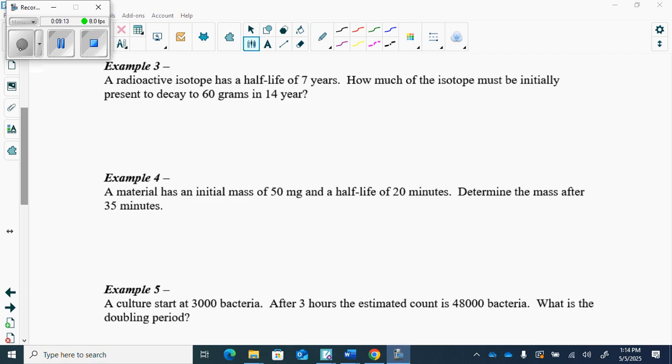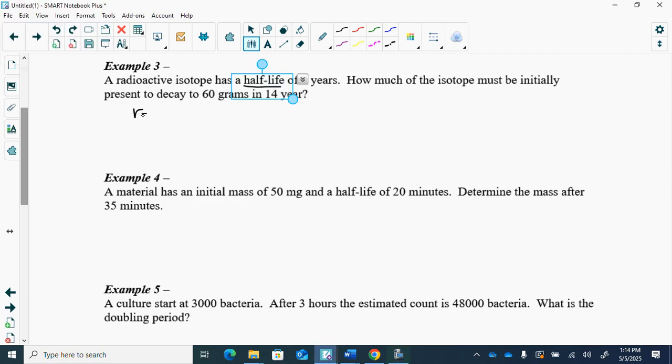A radioactive isotope has a half-life, which is my P. Half-life of 7 years. What's that, T or P? P. It comes right after the word half-life, after the word doubling, after the word tripling. It's your P. This is a half-life of 7 years. So in every 7 years, this isotope is halving. That's its period of half-life. So T is going to be in years as well.